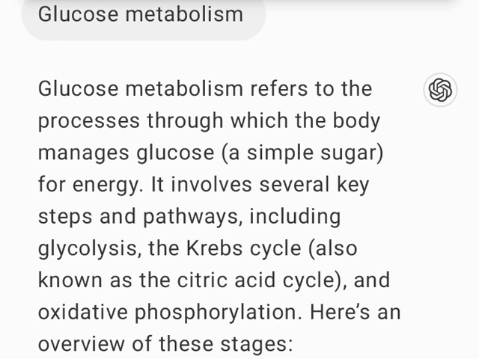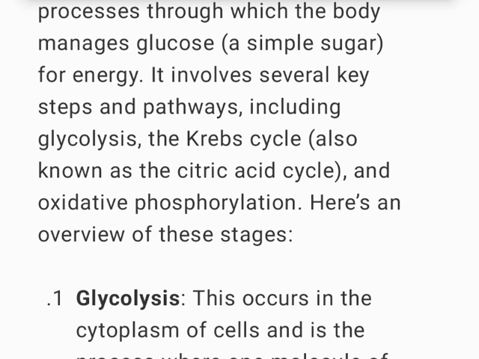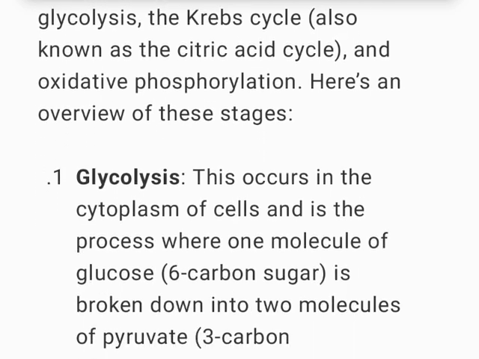Glucose metabolism refers to the processes through which the body manages glucose, a simple sugar, for energy. It involves several key steps and pathways, including glycolysis, the Krebs cycle, also known as the citric acid cycle, and oxidative phosphorylation. Here's an overview of these stages.